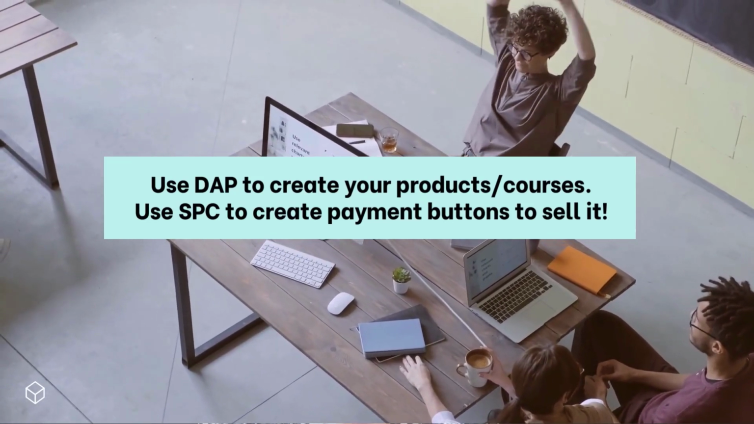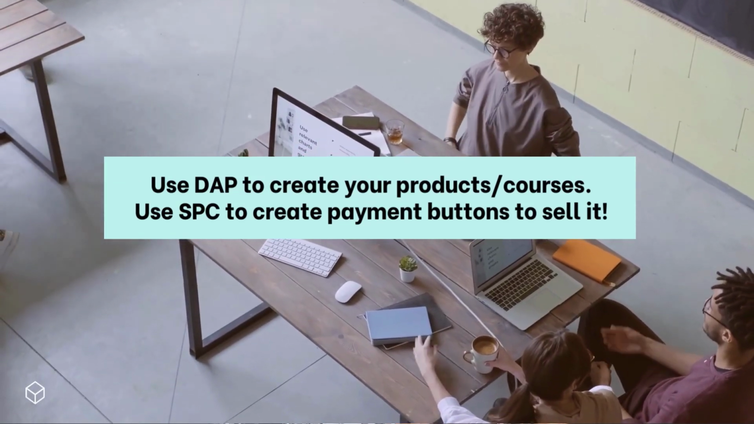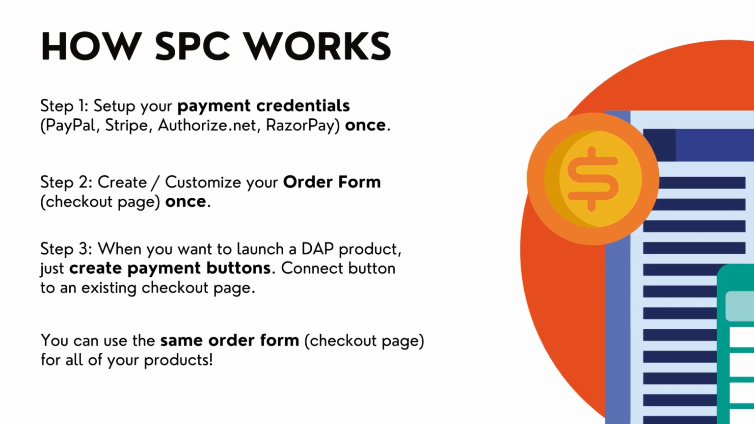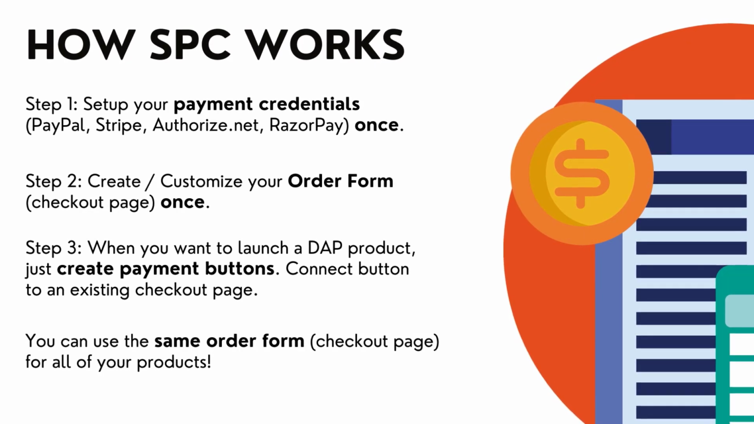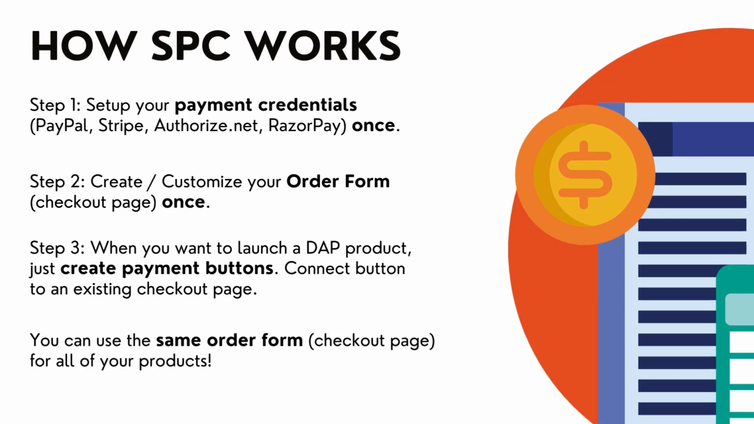But if you want to sell those products online, you're going to need a shopping cart platform. SPC is a full-fledged shopping cart platform with tons and tons of features. The way SPC works is that you don't have to create a checkout page or your order form again and again for every product you want to sell from your site. There's no need to. You just have to create your order form once. You just have to customize your order form once. Once you have done that, you can use it over and over again for all of your products.